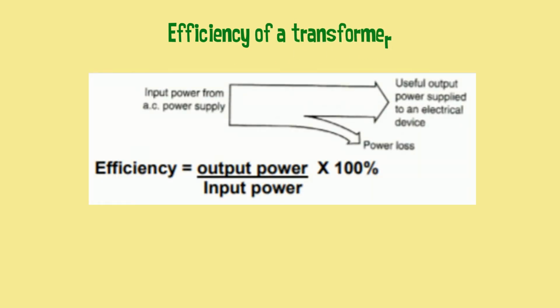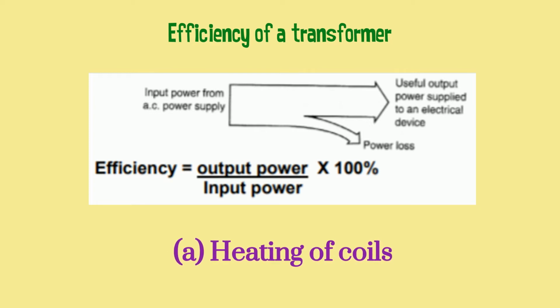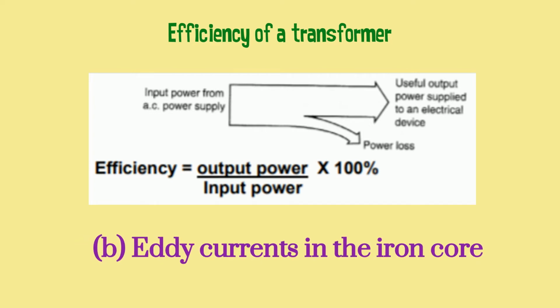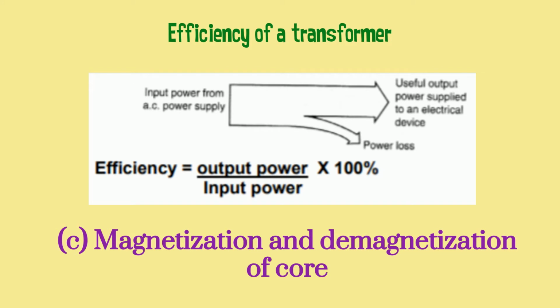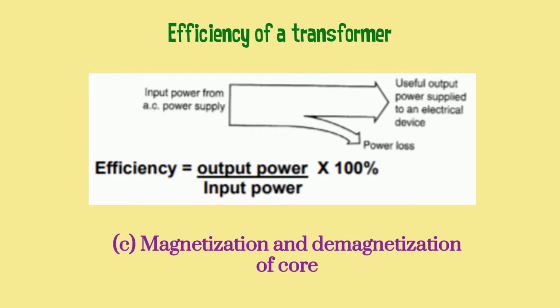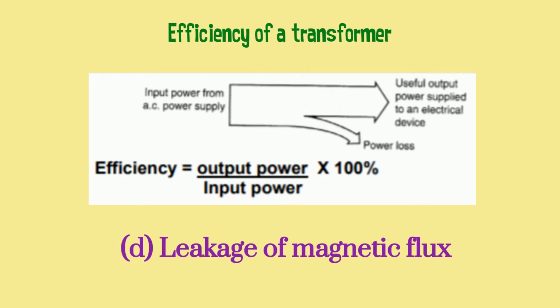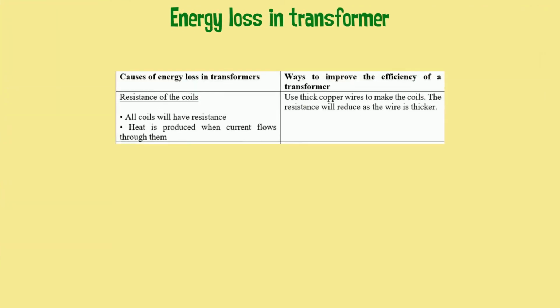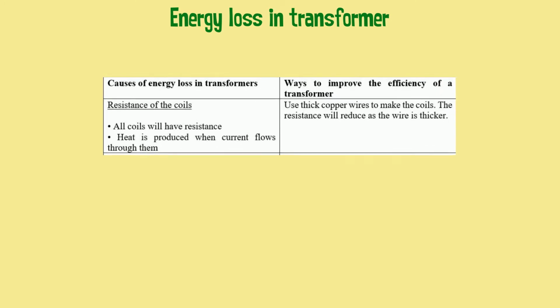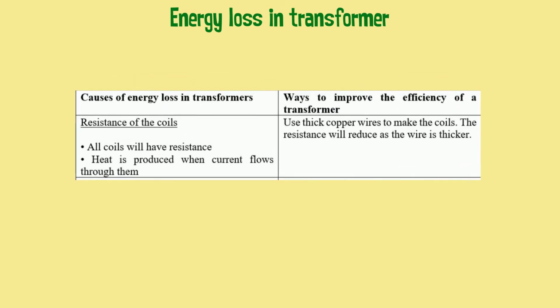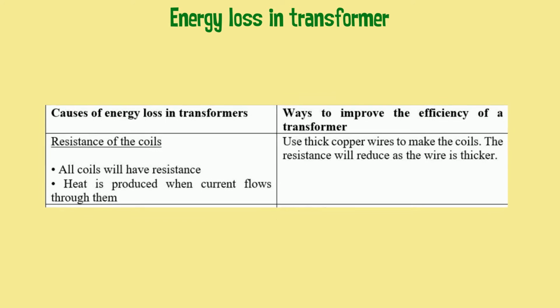The power loss is due to heating of coils, eddy currents in the iron core, magnetization and demagnetization of the core, and leakage of magnetic flux. Here is a table of ways to solve the power losses. To reduce the heat energy loss in the coils, thick copper wires can be used to make the coils.